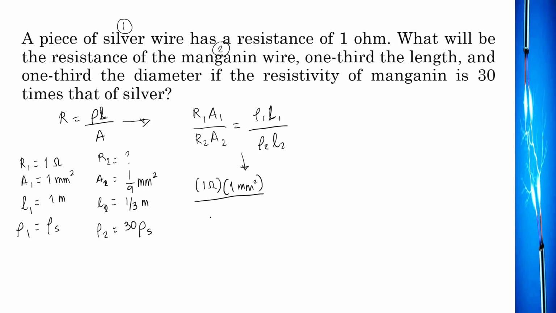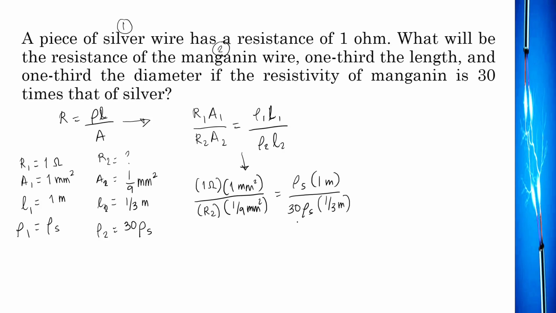So, again, inassume lang po yung initial area at saka initial length. Ayan. Tapos, sa kabila naman, we can have R2. Tapos, ang area daw ay naging 1 over 9, let's say. Tapos, sa kabila naman, we can have resistivity ρS. Tapos, length niya, 1 meter. Tapos, 30 times daw nung sa resistivity ng silver ay resistivity ng manganese. So, we can have here 1/3 meter.